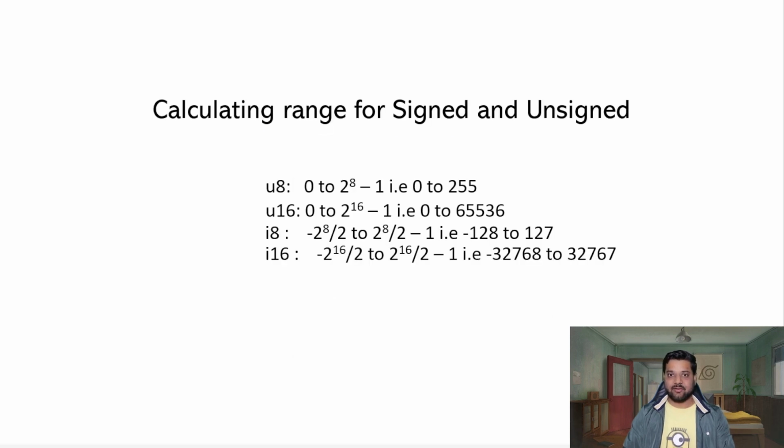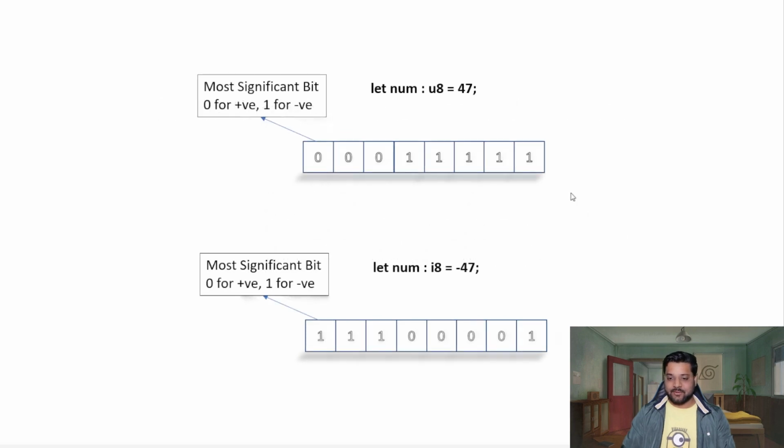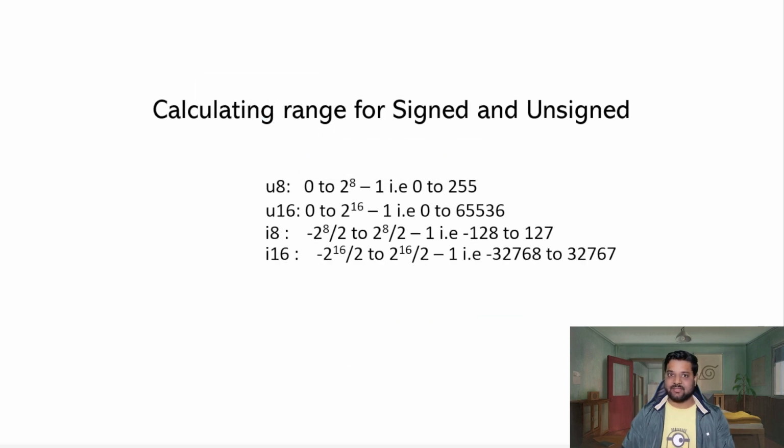Now, how to calculate the range of signed and unsigned? Here we have 8 boxes. In each box, we have two choices, either 0 or 1. We can either put a 0 here or we can put a 1. Similar for all the other boxes. So the combinations can be 2 to the power 8, that is 256. So including 0, we can give the range from 0 to 255. So that's how the range comes.